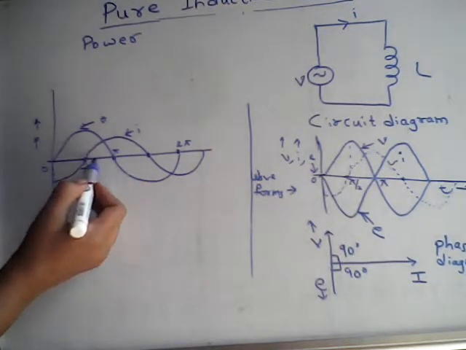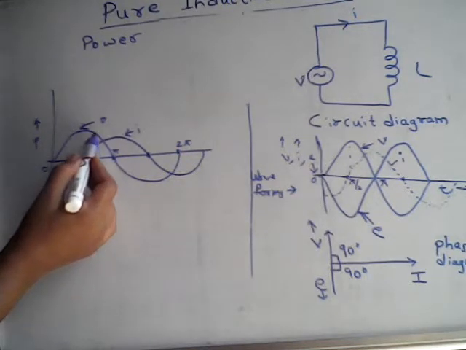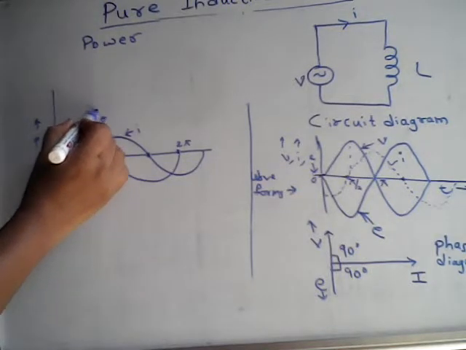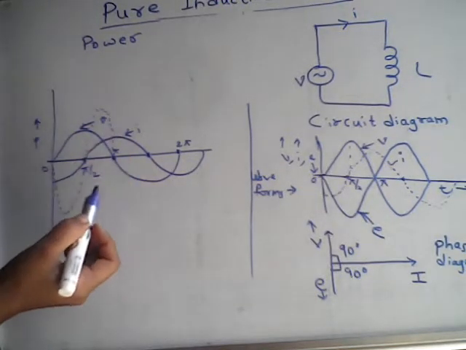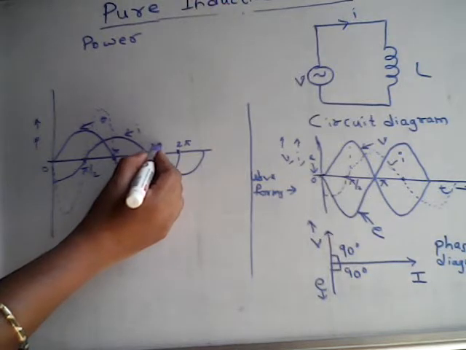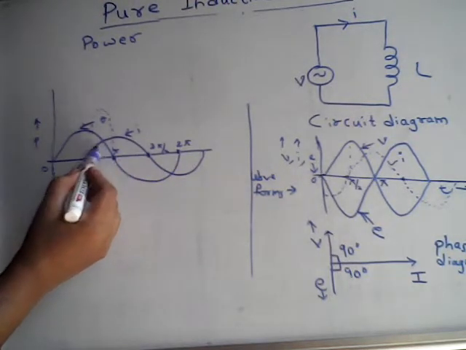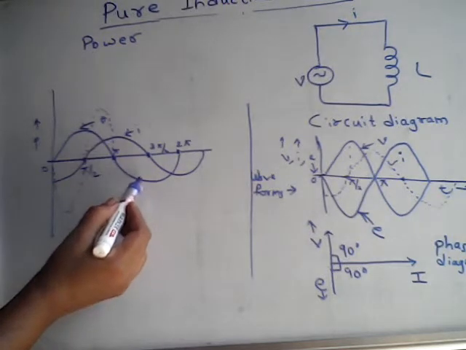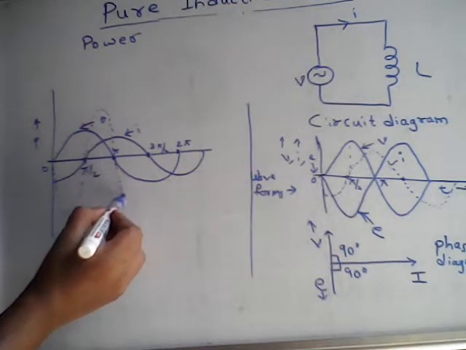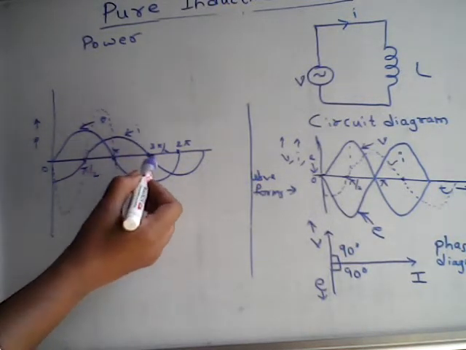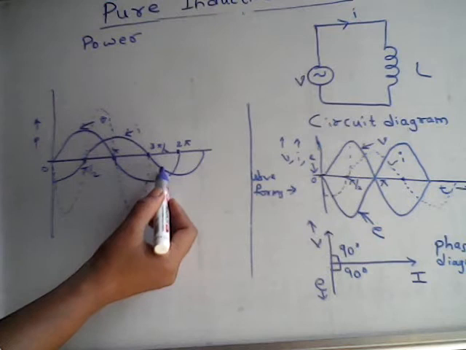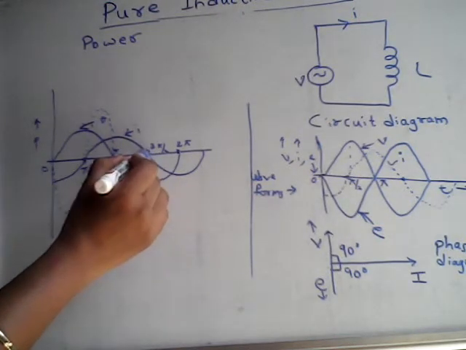In this time duration from pi by 2 to pi, both the quantities, voltage and current, are positive. Positive into positive is positive. So power can be represented in this way. During the duration pi to 3 pi by 2, current is positive whereas voltage is negative. So plus into minus is minus, and the power will be in the negative direction. And during the interval between 3 pi by 2 to 2 pi, both are negative. So negative into negative is positive.